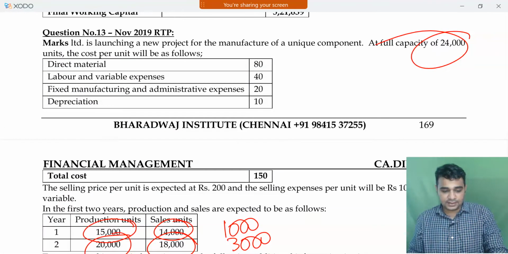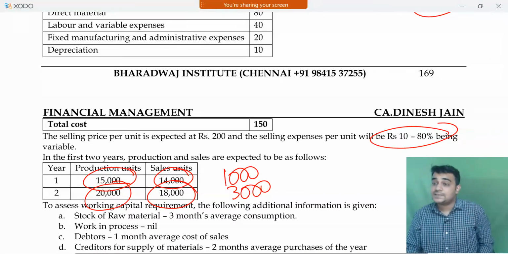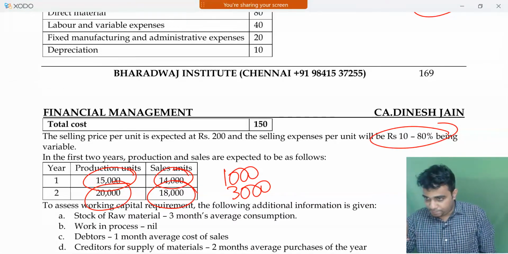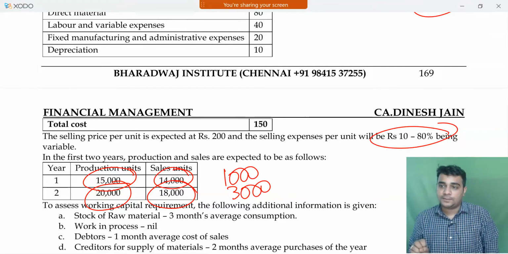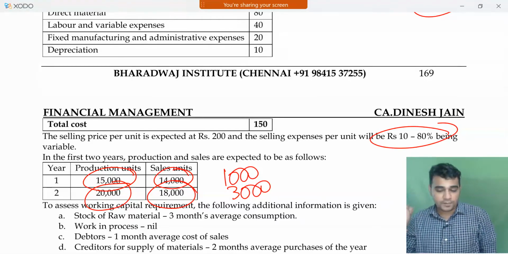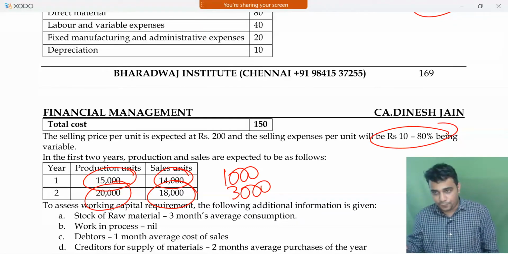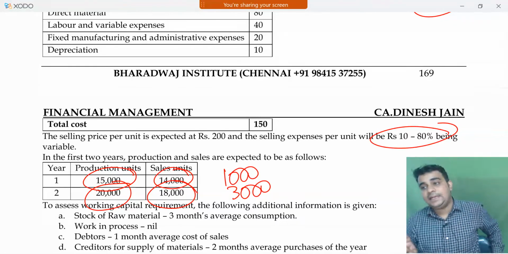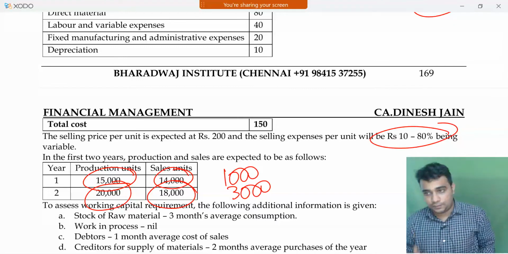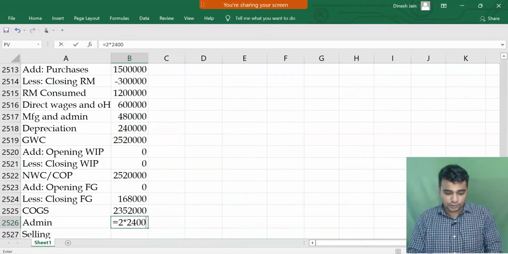Then they have said there is some selling expense of 10 per unit. In that, 80% is variable. Fixed is 2 rupees. Fixed 2 rupees will be multiplied with what? 24,000. Your fixed 2 rupees will be multiplied with 24,000. Variable of 8 will be multiplied with the units sold.